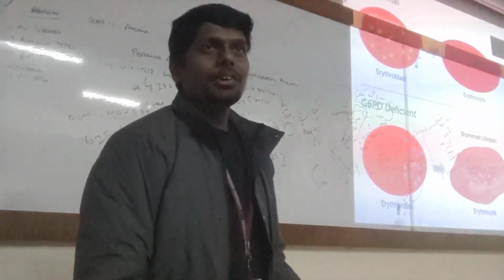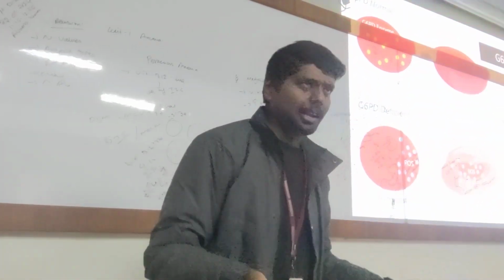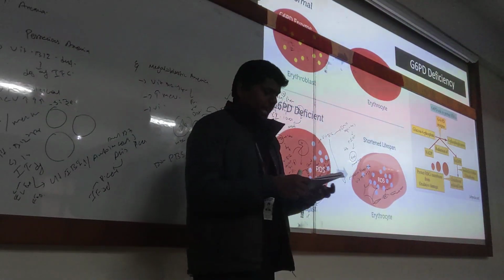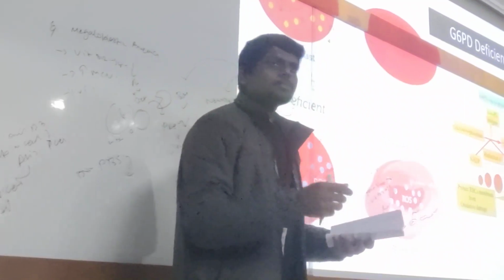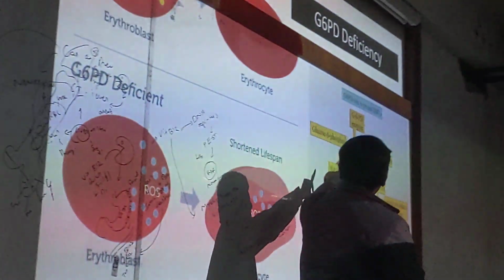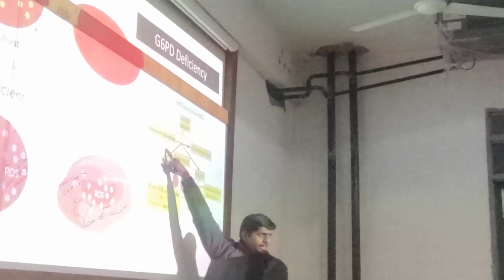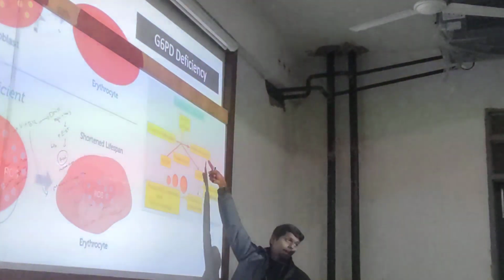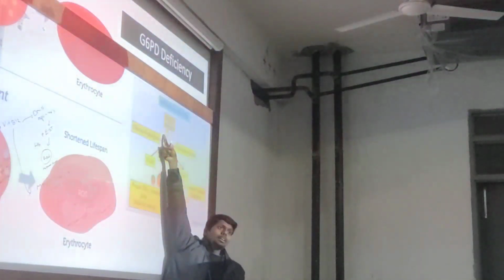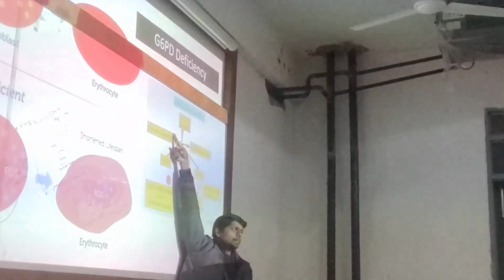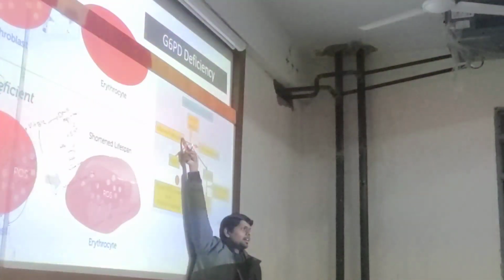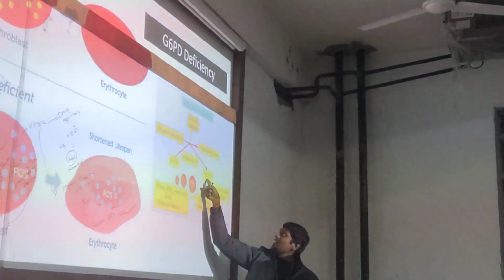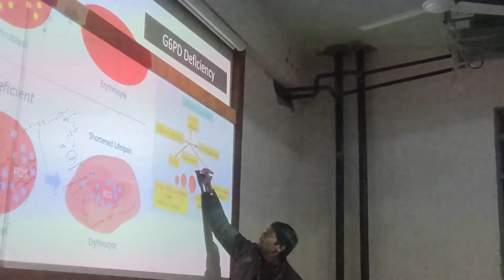Next anemia is G6PD. Do you remember what is G6PD? We already studied it in the previous semester. Anyway, I will just explain in a nutshell. Listen. Glucose 6-phosphate is in a pathway of glycolysis. Glucose 6-phosphate will be converted to 6-phosphogluconate in the presence of an enzyme called G6PD, glucose-6-phosphate dehydrogenase. This enzyme leads to a reaction where NADP is converted to NADPH along with H plus ions.